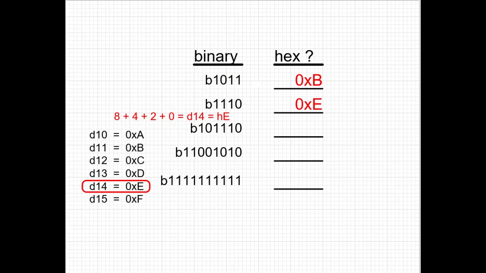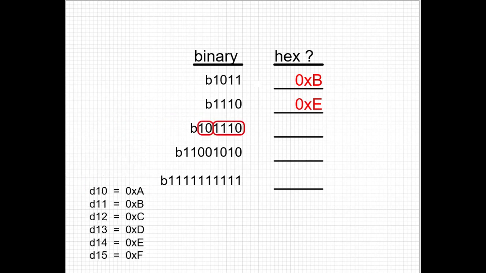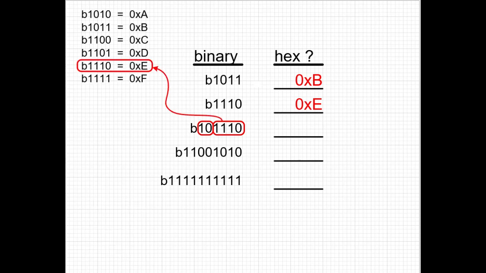Next, adding 8, 4, and 2, we get 14, or hex E. Here we find 6 binary characters, which means that we'll have 2 hex fields. And instead of converting to decimal first, we'll go directly from the binary pattern to the hex value of E. When you work with binary and hex values, after a while these 6 combinations become second nature. So our answer is hex 2E.